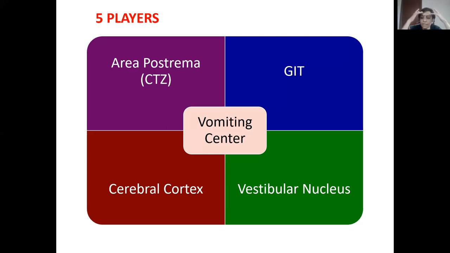If these are clear, and if you know which are the receptors in these centers, it's very easy to manage nausea and vomiting. You really feel like, yes, I did it. I knew why this patient was vomiting. I knew which center was involved. I knew which drug had to be given. It's not just ondansetron universally for all nausea and vomiting. There are n number of causes why people are nauseous and why people are vomiting. So 5 centers again: vomiting center, CTZ, GIT, cerebral cortex, and vestibular nucleus.